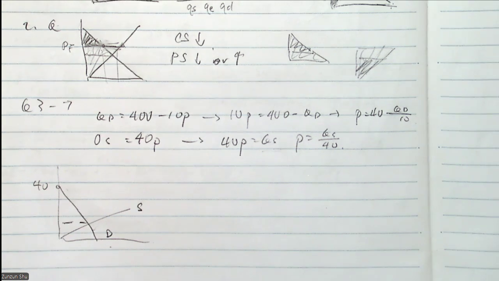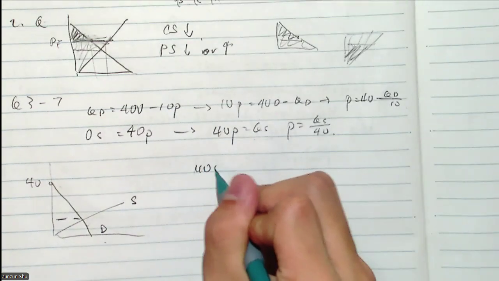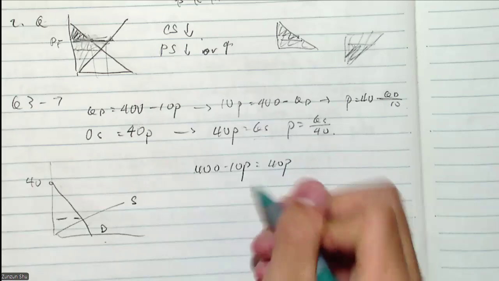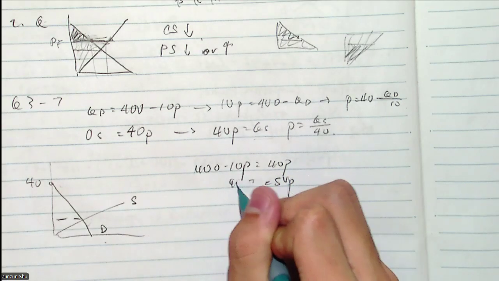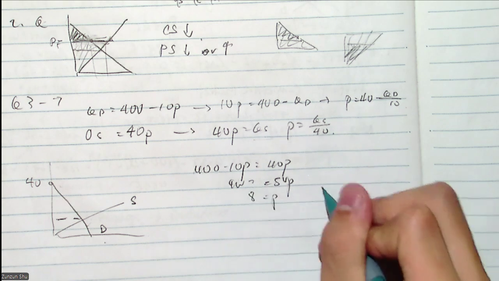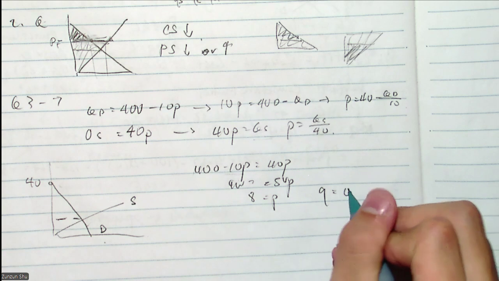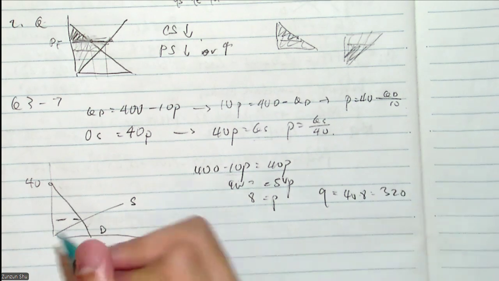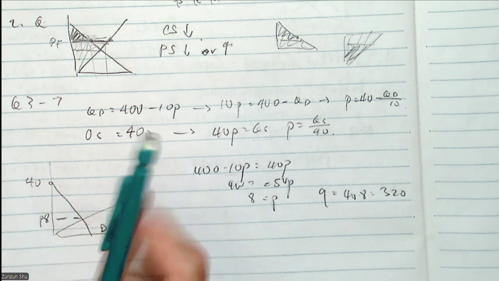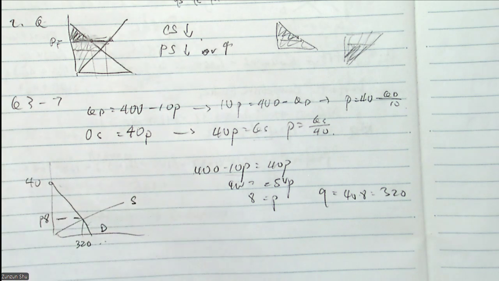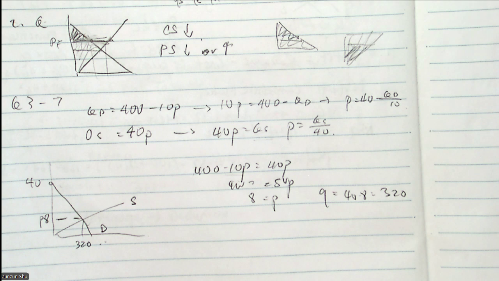How do we do that? We just link them together. 400 minus 10p equals 40p. So 50p equals 400, p equals 8, q equals 400 minus 80, right? Or 40 times 8. So that's going to be 320. So we have the p, which is 8, and we also have a q, which is 320. Not bad, not bad. But what is the question? Okay, the first one, equilibrium price, we got it, 8. Number 4. Aha. Now, suppose that the government introduces a $20 tax on each unit sold.